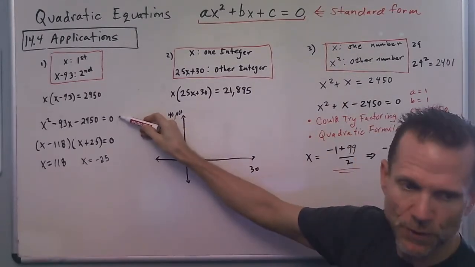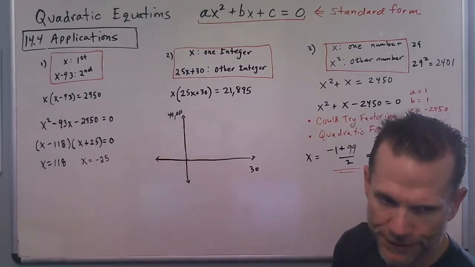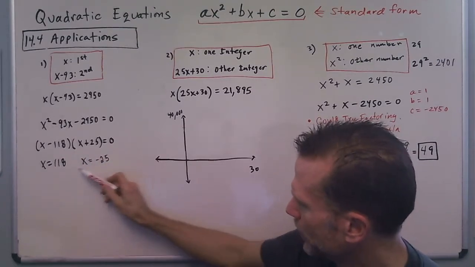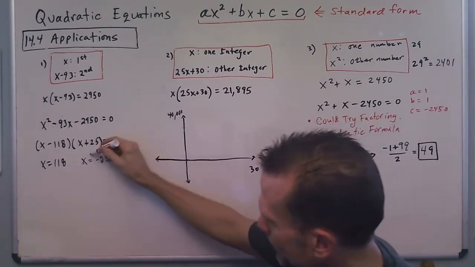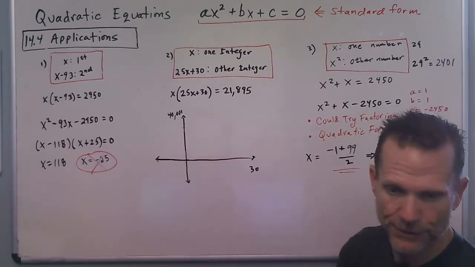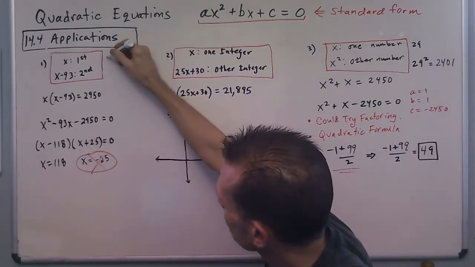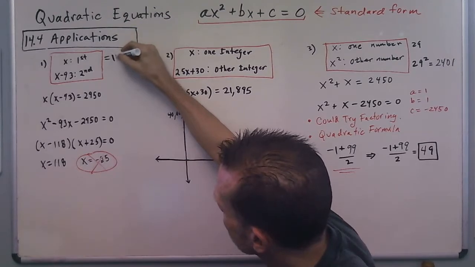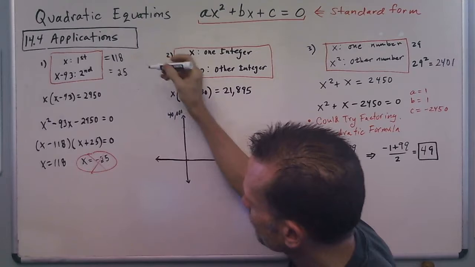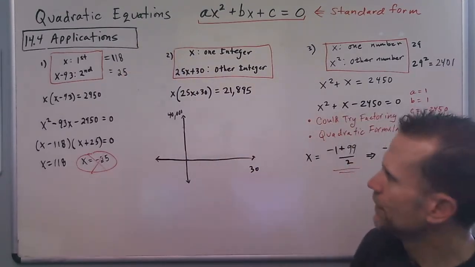And then I could use the quadratic formula, or I could factor this. Now this one's factorable. It takes a little searching to find the factors that work. But once we solve this, we get x is 118 and x is negative 25. But this one here, we have to rule out because the problem says we're looking for the positive integer. So we can take this positive integer 118, put it up here for x. And then we can take 118 minus 93 and find out this 25. Now you could test this and multiply those together, and you'll see that you get 2950.